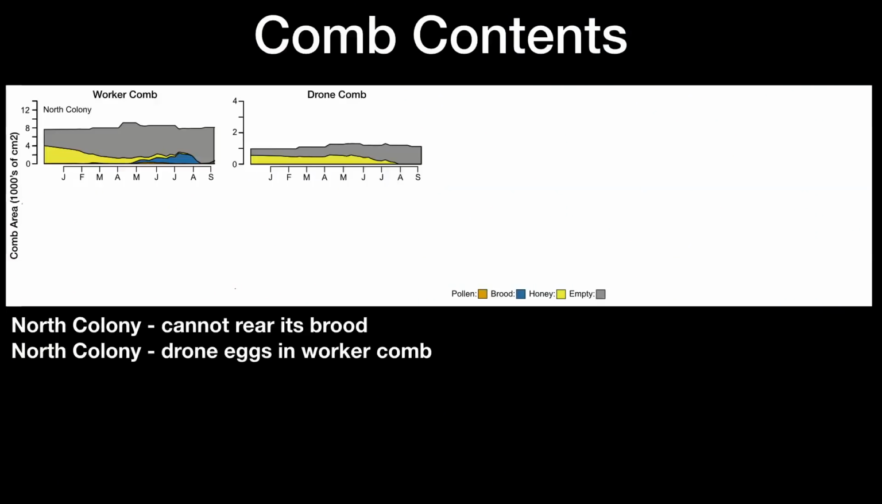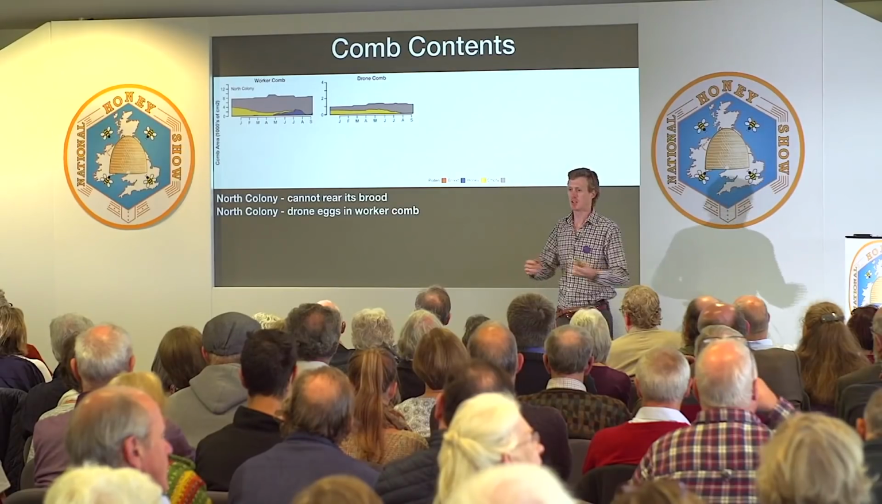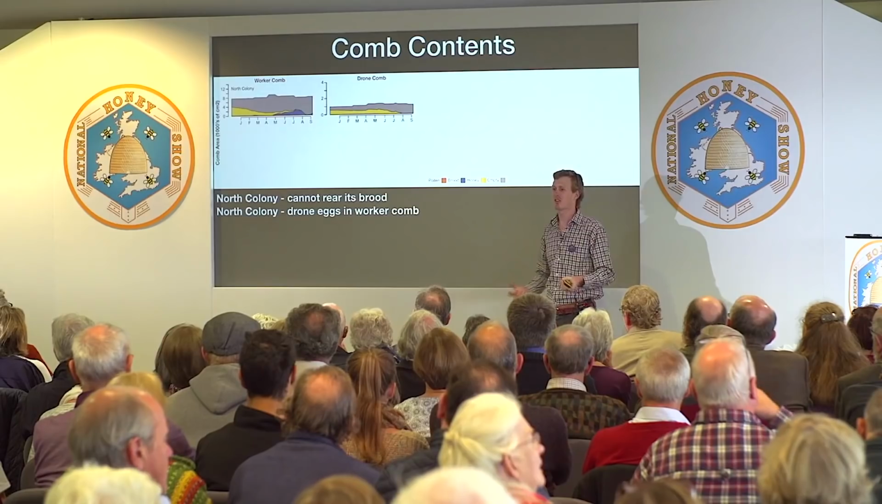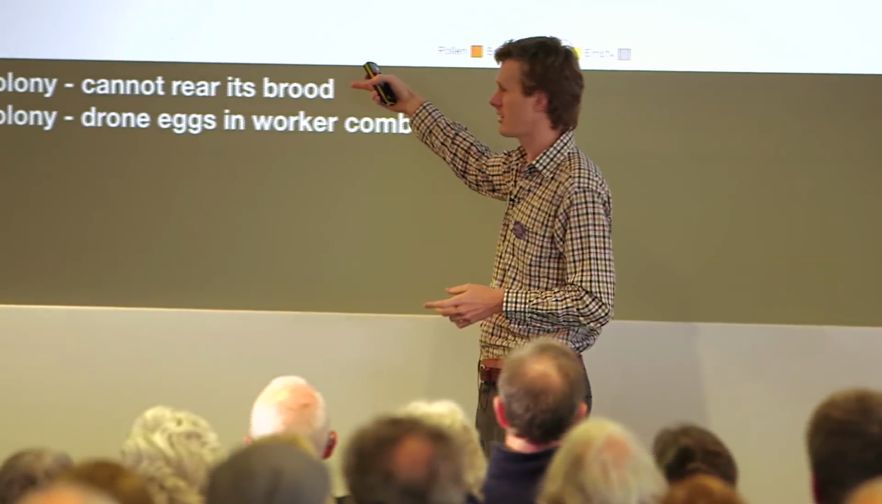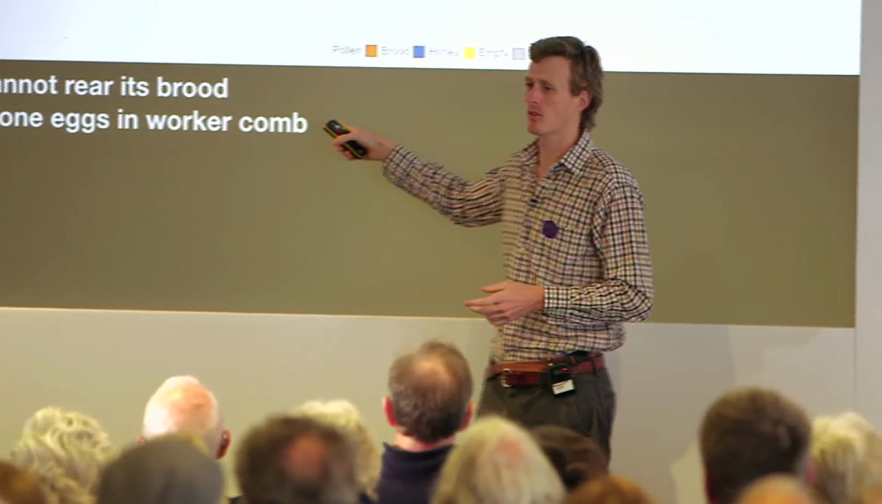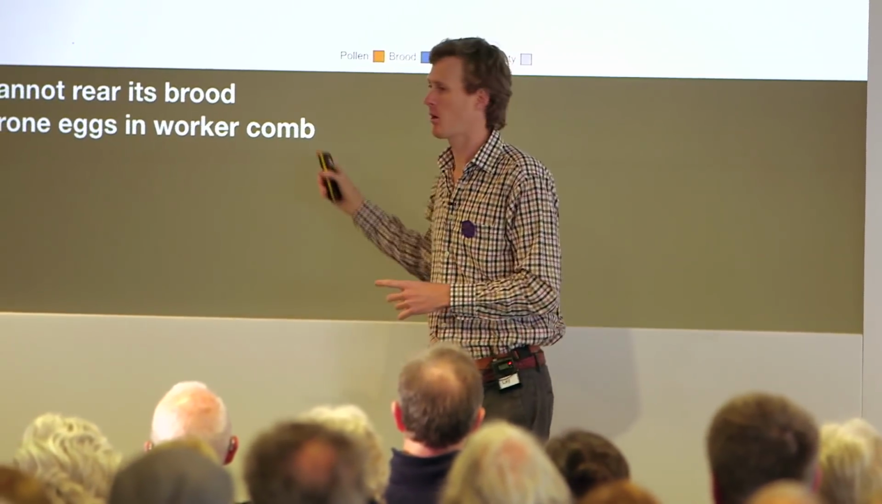So again, this north colony, what you'll see is that they have a good amount of honey coming out of the winter, and that just dwindles, and they do have a good amount of brood in there. But the problem was that they have all this brood, but they don't have the workers to take care of it. The queen's laying eggs, but the workers just aren't there to make it happen. So they're unable to rear the brood that the queen is laying, and also the queen is laying a lot of drone eggs in that worker brood.